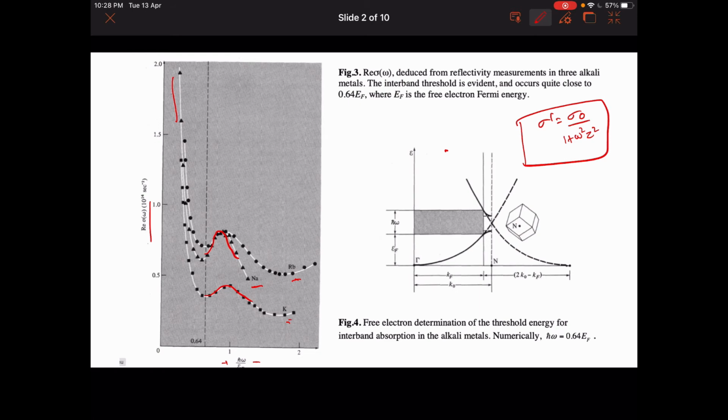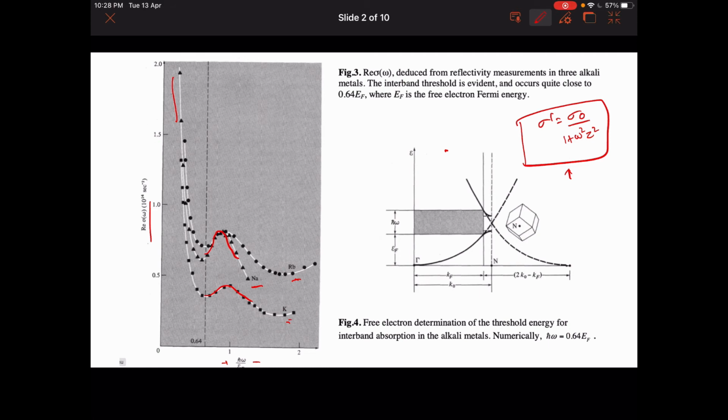So the real part deduced from reflective measurements in 3 alkali metals. The reason behind this is because of interband excitations. As we increase the frequency, this equation comes from the Drude's model, right? And the Drude's model does not assume the existence of bands. There is no Fermi-Dirac distribution and so on and so forth.